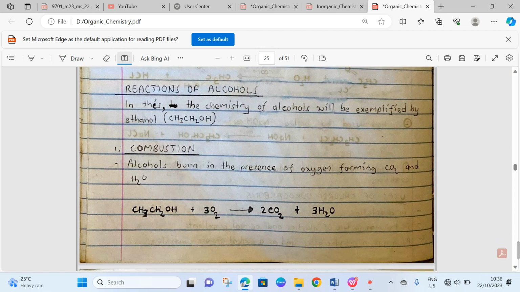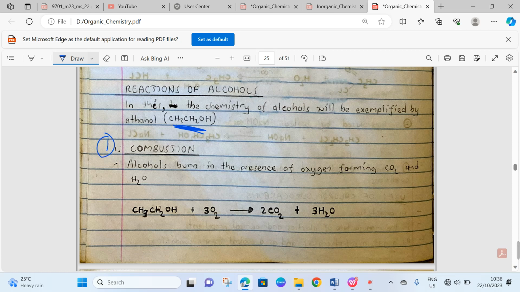Reactions of alcohols. As far as alcohols are concerned, in these notes I used ethanol as a typical example for the reactions involving alcohols. Number one, we have combustion. Alcohols burn in the presence of oxygen to produce carbon dioxide and water. So you put your alcohol plus your oxygen, and you produce your products, carbon dioxide and water. It's just a matter of balancing the atoms.